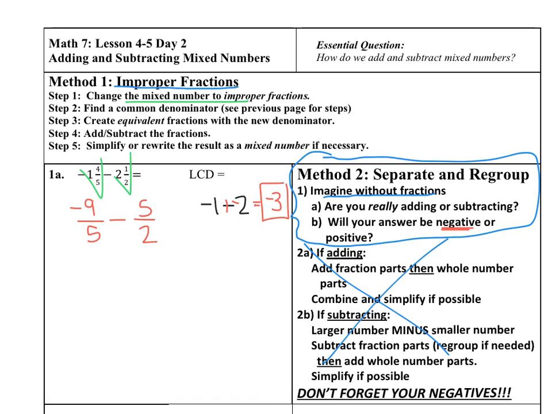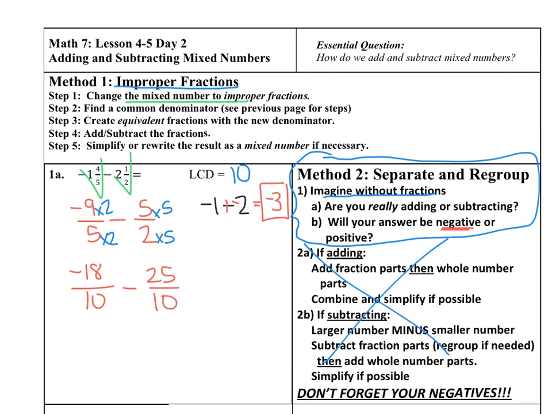All right. Now, before we can add these, we need common denominators. So if you were to list out your least common multiples, we'd have 5, 10, 15, 20, and 2, 4, 6, 8, 10. Hopefully you already know that our common denominator here is going to be 10. So from 5 to get to 10, I'm going to multiply by 2, numerator and denominator. On my other fraction, I'm going to multiply by 5, numerator and denominator. When I find my equivalent fractions, I end up with negative 18/10 minus 25/10.